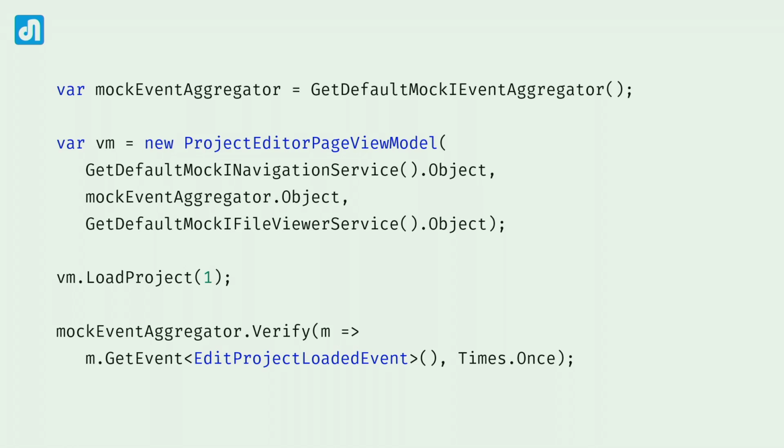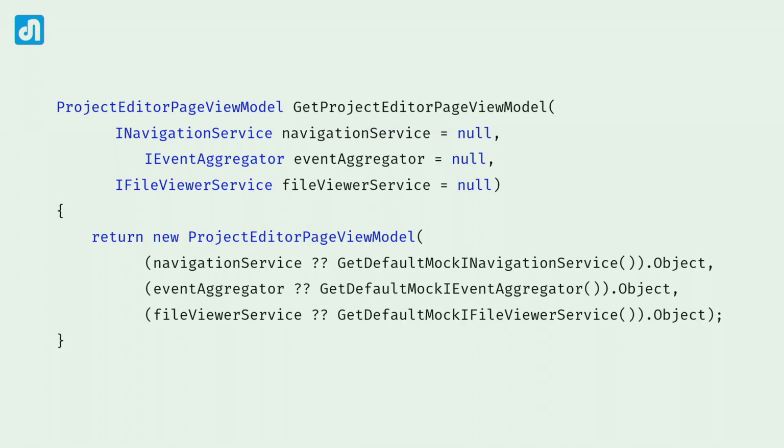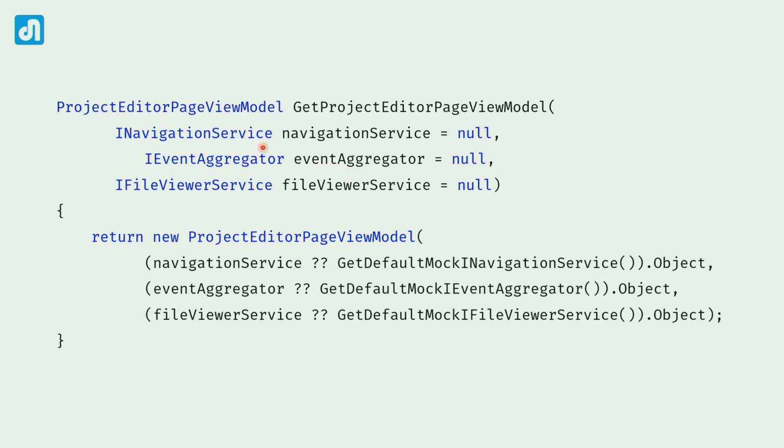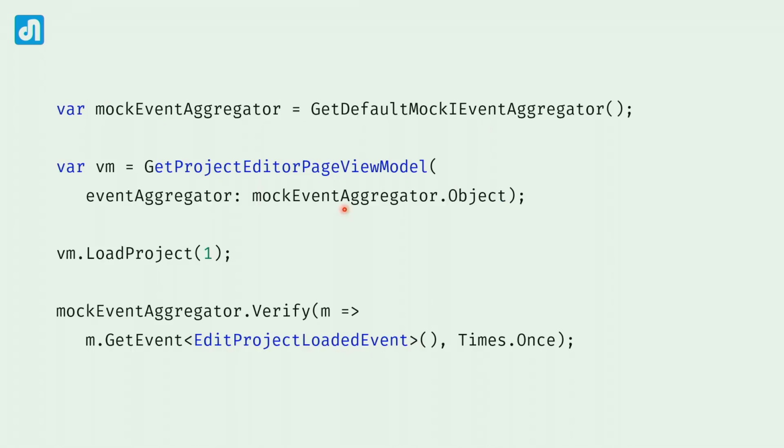I'm not having to instantiate all my mocks all the time, but I'm still passing them in. And then I realized that really sucks. I just create a method that does a lot of that for me, right? So now I can just go in there and say, hey, create me an editor page and throw this event aggregator on it. This is a particular thing I want to do, but all the rest of the stuff we had defined here gets created by default.